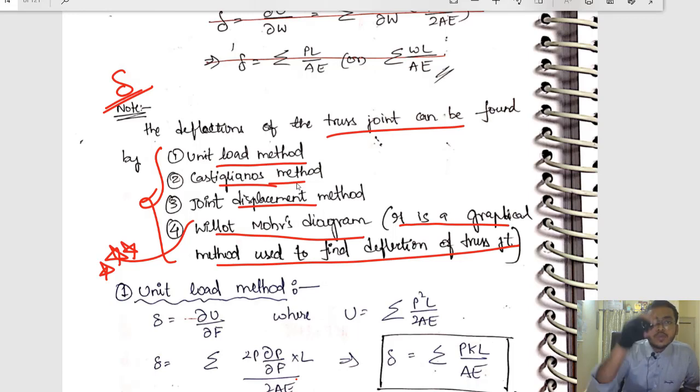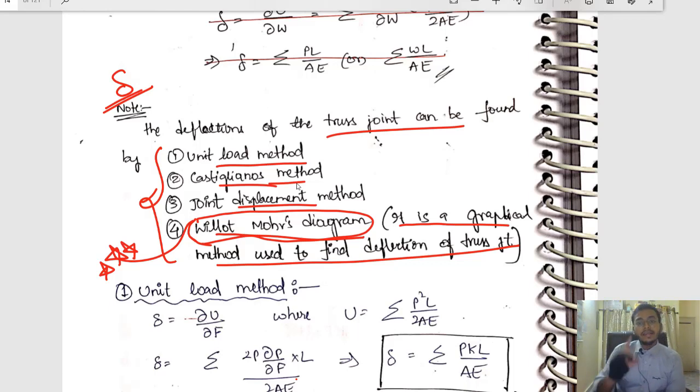Give it 3 stars. Always remember, it is a graphical method used to find the deflection of a truss joint. This question was directly asked in ESE. He asked, what is the graphical method used to find deflection of a truss? The answer is the Williot-Mohr diagram. 99% of the students don't know this answer, because we won't be using it in structural analysis, as it is a complicated process. We have to remember only for objective purposes that the Williot-Mohr diagram is a graphical method to find out deflections.